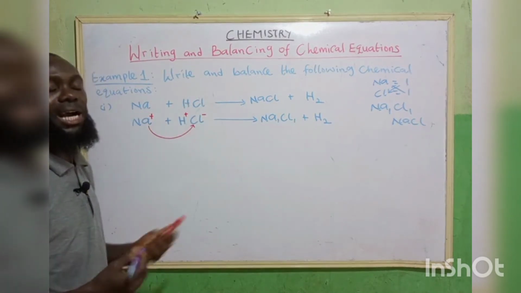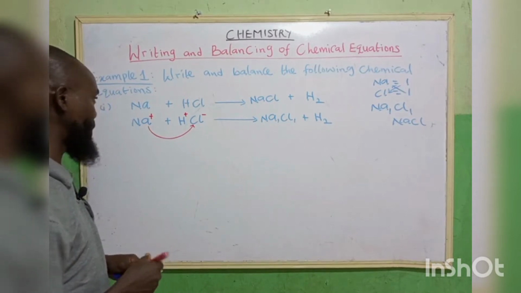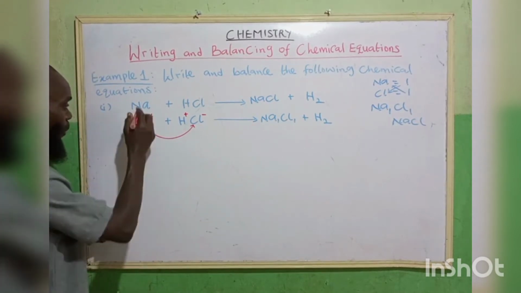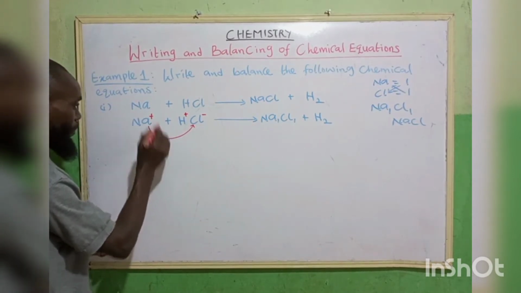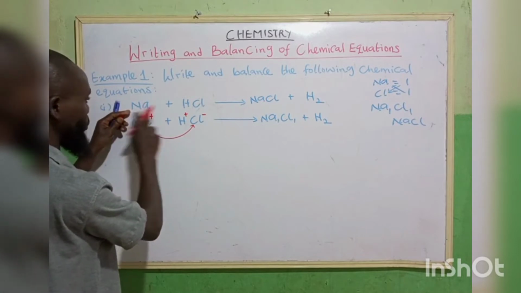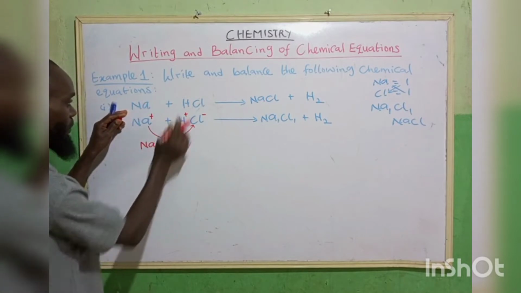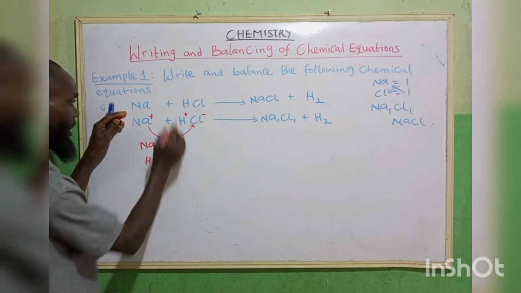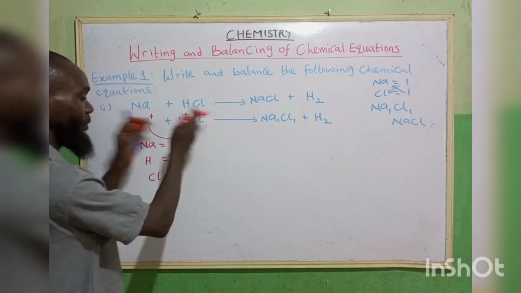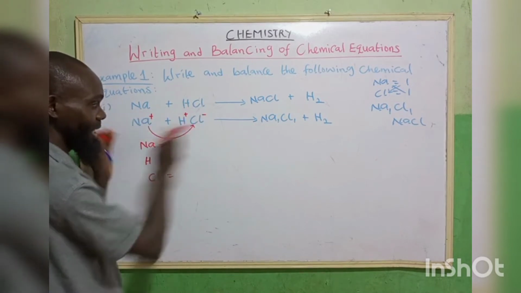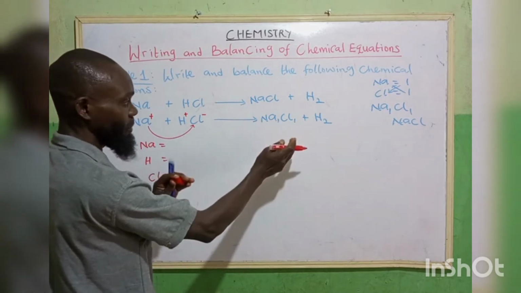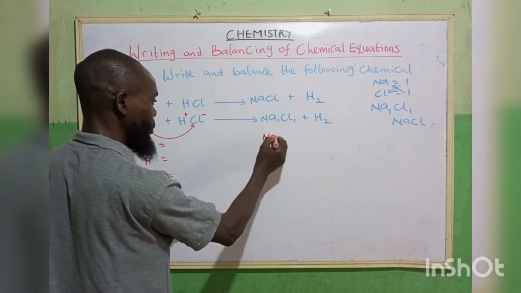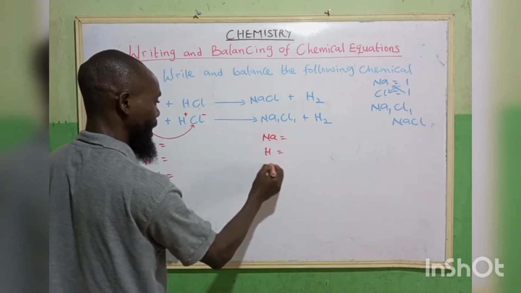The next thing is, how do we balance these chemical equations? Using the inspection method. In this equation, we have Na, that is sodium. We have H, then we have Cl. That is for the left hand side, which is the reactant. The same thing will be gotten from this right hand side: sodium, hydrogen, and chlorine.